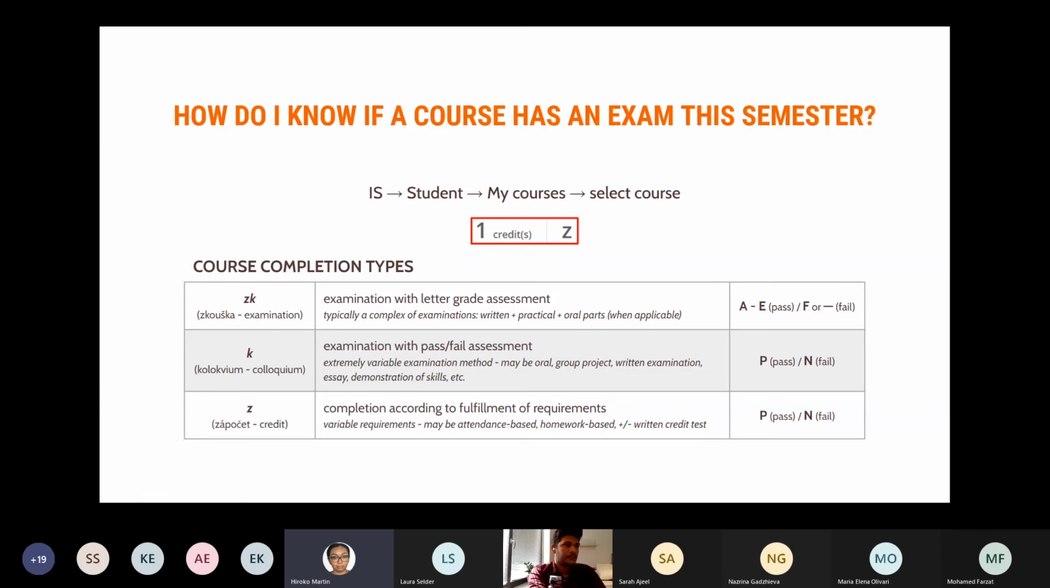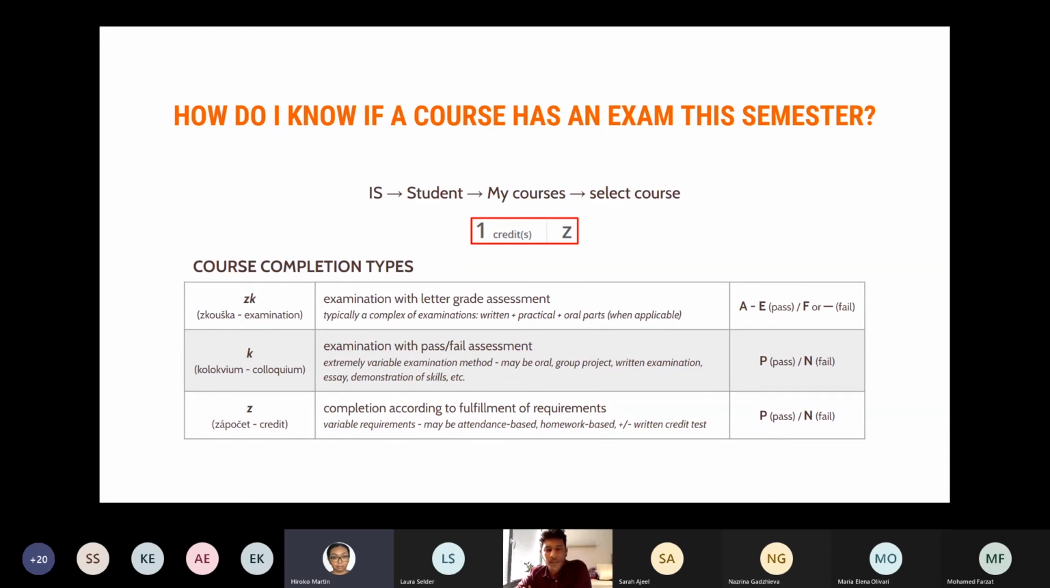So I guess arguably, if you care about grades, the most important one is going to be ZK. So anytime you see a course that is designated with ZK, this means that the course will end in that semester with an examination, and you will get a letter grade evaluation. Typically, these exams are going to be a complex of examinations where you have several parts. Usually there's a written and an oral part. Sometimes you may have some sort of a practical or theoretical portion where you may have to demonstrate some skills if it's applicable.